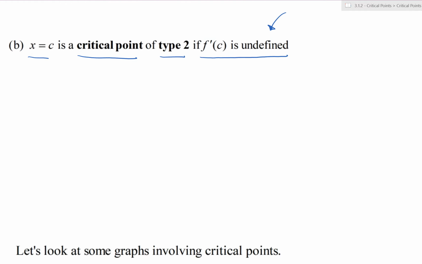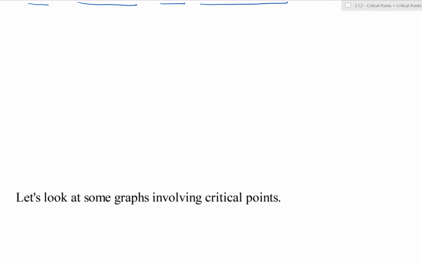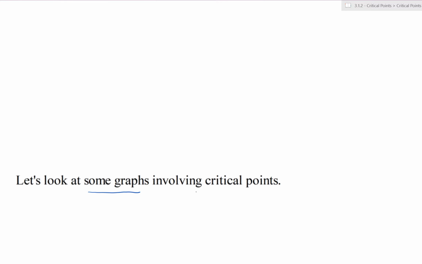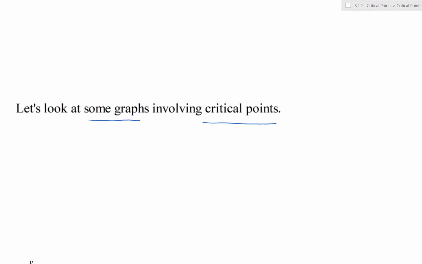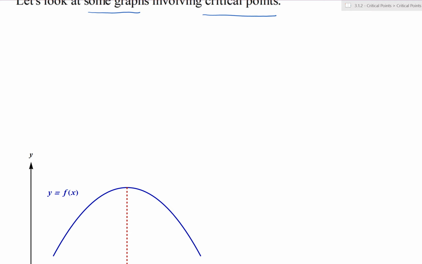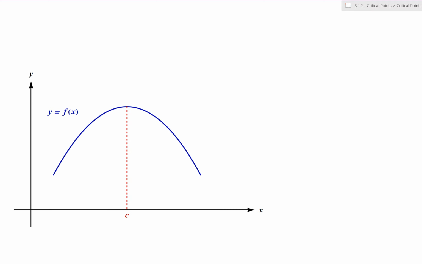Let's take a look at some various situations involving critical points. In particular, we're going to look at some graphs involving critical points to try to see why it may be useful in looking at local extrema. So here is one such situation in which we are given in this picture the graph of the function f of x, and here's this location c, and notice that if I draw a tangent line at this location c comma f of c, the derivative there is going to be 0.